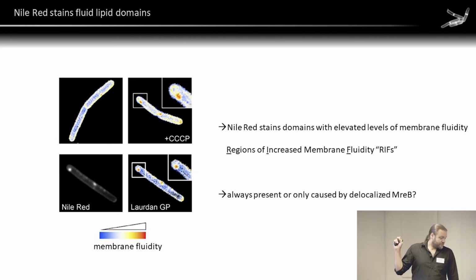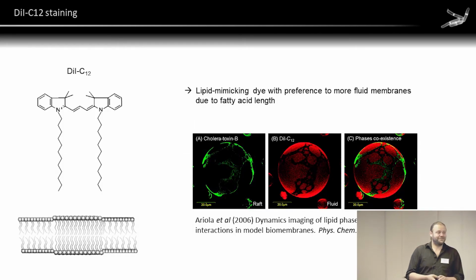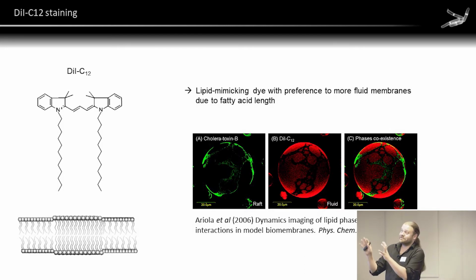But the problem here is this is something we see under conditions where we throw CCCP on the cells. There's a question of, are these always present, or are they only caused by this delocalized MreB? And actually there we turned back to in vitro or more eukaryotic origin of dyes, and this is actually a lipid mimicking dye, which is commonly used in vesicles to study lipid raft formation.